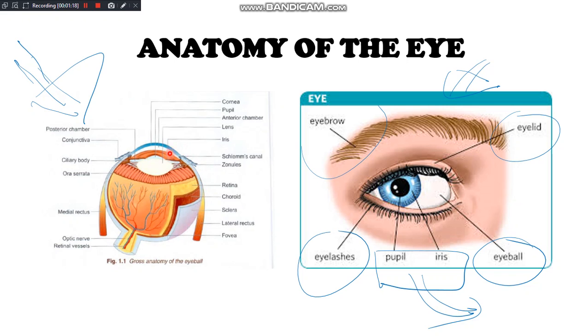Then inner to the cornea, or posterior to the cornea, is the iris, which is pigmented. Iris is pigmented, which gives the blue color to this eye. After the iris comes your ciliary body, which further continues as the choroid. So the iris, the ciliary body and the choroid form the vascular layer, the second layer of the eyeball. Then inner to the choroid is the innermost layer, which is your retina, the neural layer which has got rods and cones. That is why it is photosensitive. So it continues posteriorly as your optic nerve.